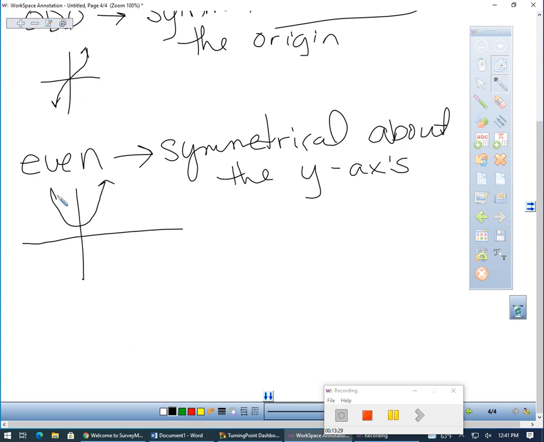So let's continue. That is doing it graphically. Okay? That is if you look at the graph. If you can rotate it 180 degrees and it looks the same, it's odd. If you can fold it on the y-axis and it looks the same, it's even. If it doesn't work either way, then it's neither, right? So let's just do a couple, and then I want to talk about how to do it. That was graphically. We also have to know how to do it algebraically, right?